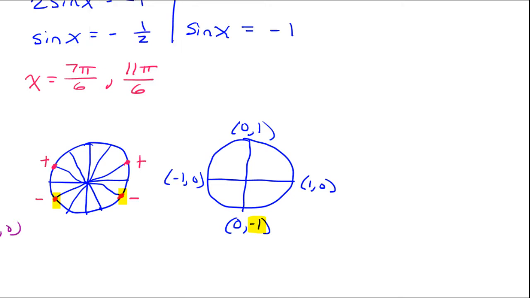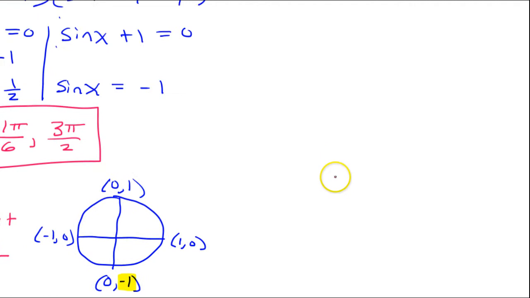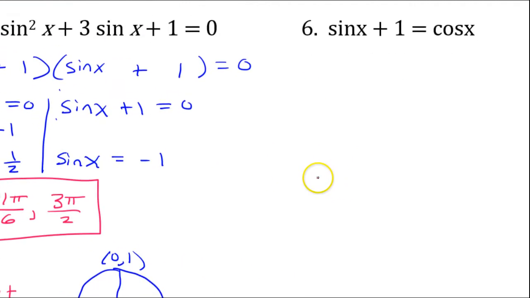And this is 3 pi over 2. So in addition to the two solutions I already have, I've got 3 pi over 2. So these are my 3 solutions. Okay, let's keep going. That was number 5, by the way.